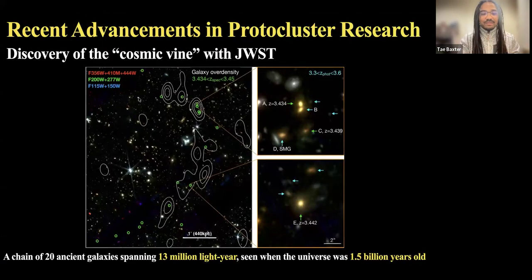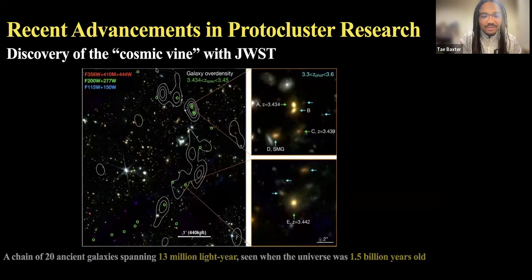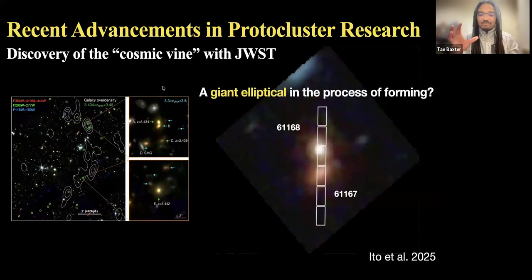Also, James Webb has found this amazing structure known as the cosmic vine. It's a chain of 20 galaxies spanning 13 million light years. This was seen when the universe was about 1.5 billion years old. In this image, they found galaxies that appear to be merging. In this study, they are claiming this is likely a sign of these galaxies forming to create these giant ellipticals that we see in the present day.